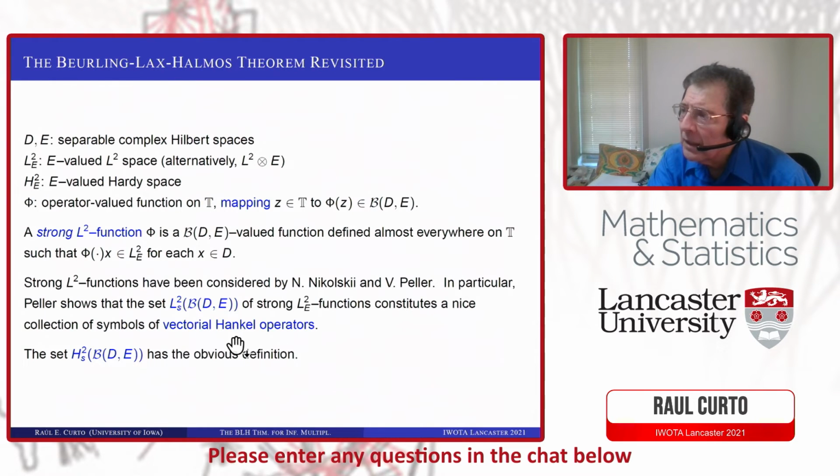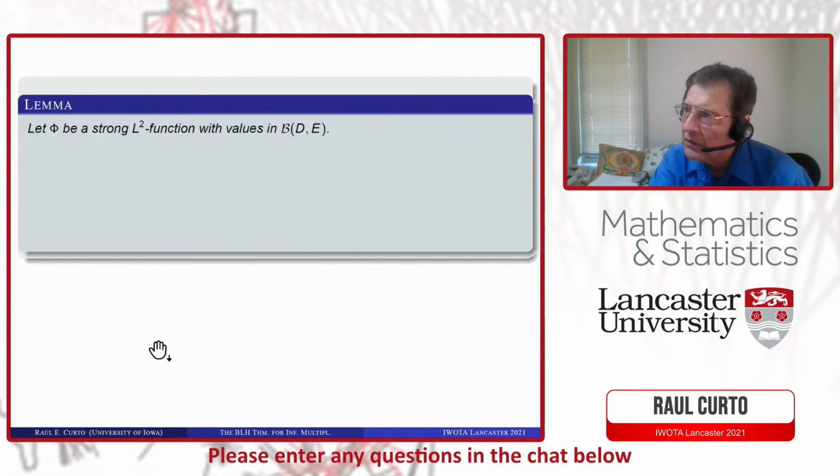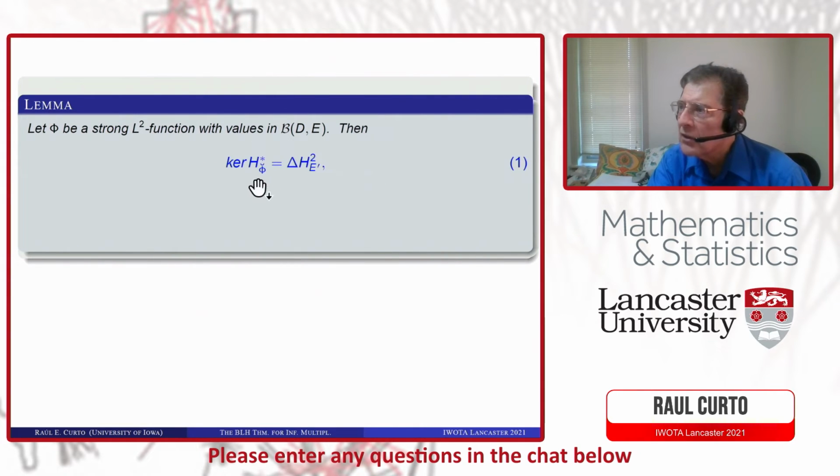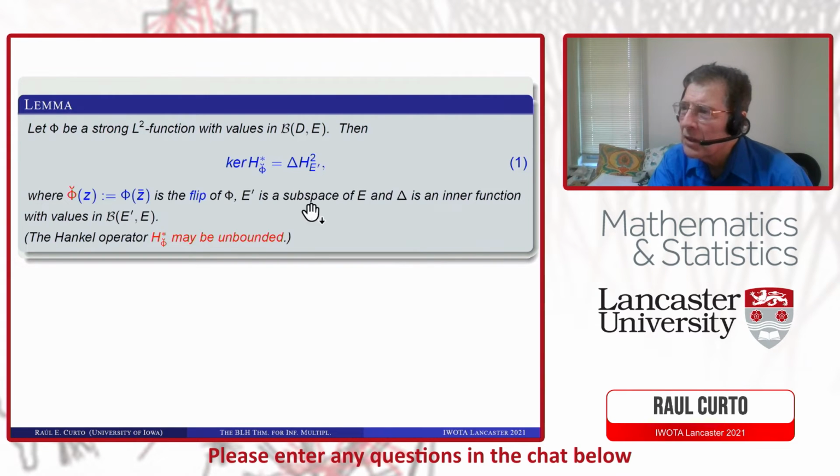Now, we have gone further than Peller in the study of strong L2 functions because we needed to learn more about them in order to study the questions that we wanted to study. So for a strong L2 function with values in B(D,E), the kernel of the Hankel operator H phi check star is given by an inner function, where this function is defined like this. This is a flip. Previously I defined the tilde, where you take phi of z bar and then you conjugate. Now here we are simply taking phi of z conjugate. This is the so-called flip.